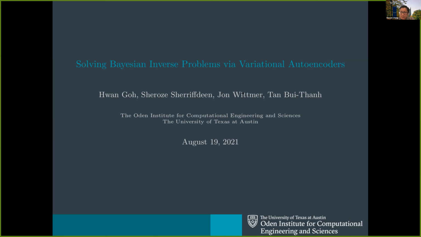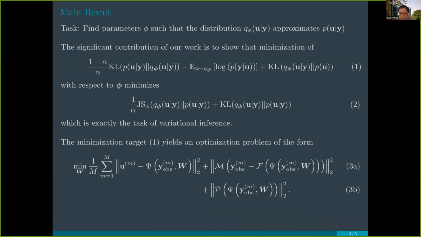Okay, great. So this is some work that we've been doing with collaborators Huan Go, Schroeder-Sheriffstein, and Professor Tan Boitan at the Odin Institute at the University of Texas. What we want to do is learn an inverse problem solver that takes in observations y and gives us a parameterized probability density on the parameters u that we're looking to find. Given that, we want to find the parameters phi of the parameterized distribution q that approximates our posterior distribution p of u given y.